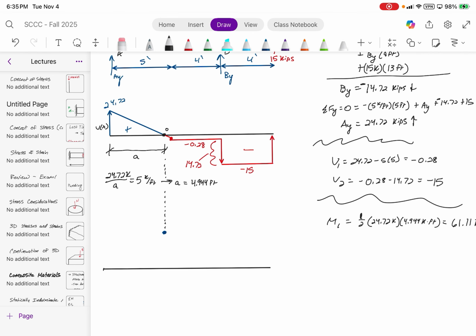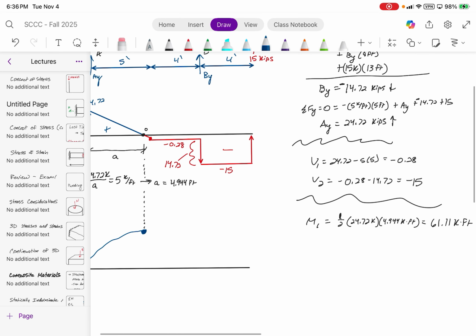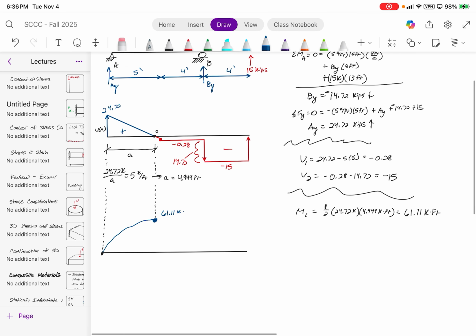How's it going to look from our start point? Is it going to be concave up or down? This way. Up, I guess. This way? Yes. Good. It's going to look just like that with a bending moment of 61.11 kip feet, sorry. Make sure your units are right.